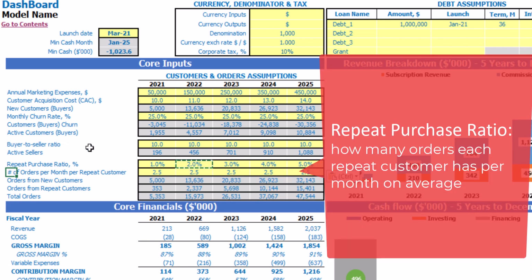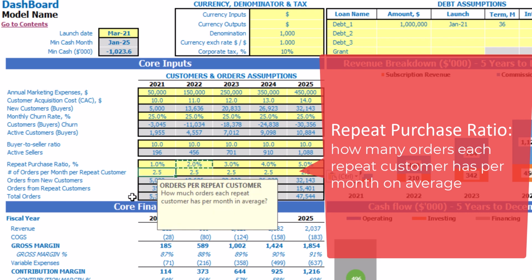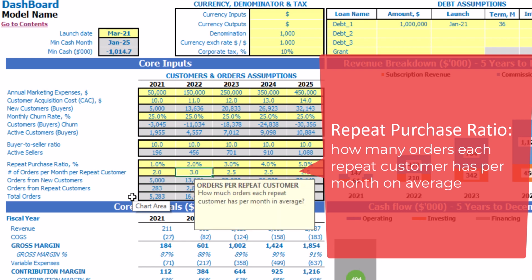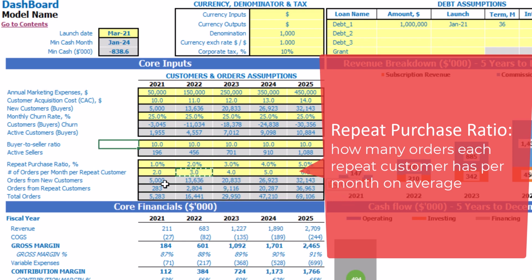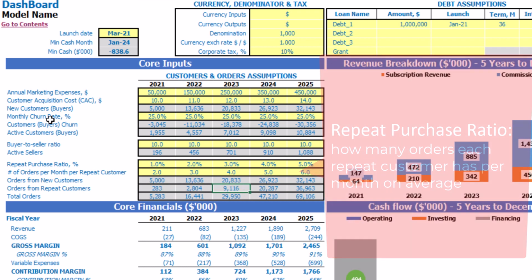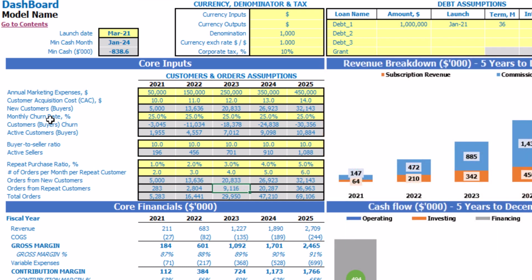Then we have count of orders per month per repeat customer. It can be, for example, 2 plus 1 additional order each next year. So we have orders from new customers, which means that each new customer will make a new order, and orders from repeat customers. Some portion of the customers will repeat their orders on a monthly basis. And finally, we know how many orders we have from all the customers by months, and this number is the total by years.